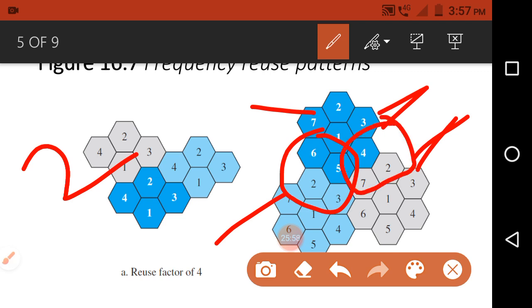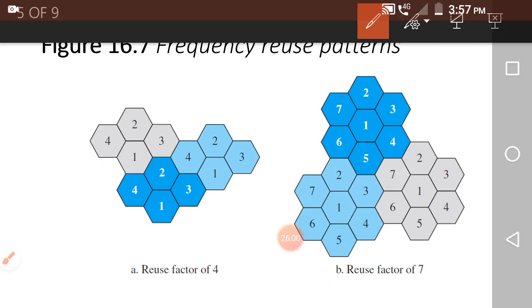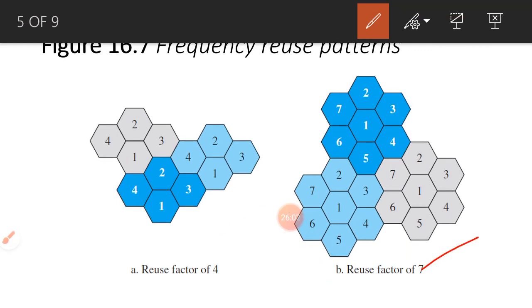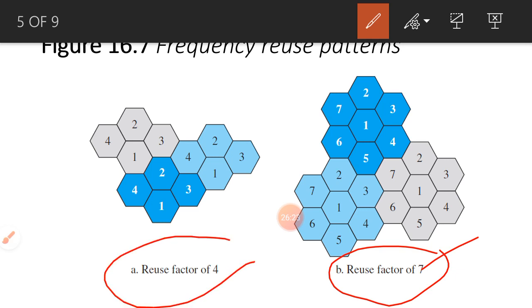So in the reuse factor of 7, two cells separate the cells which are using the same set of frequencies. Why do we call it the reuse factor of 7? Because we use a group, or cluster, of 7 cells. Here we use a group of 4 cells, so we call it a reuse factor of 4.